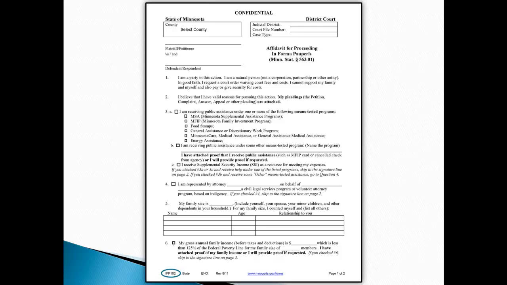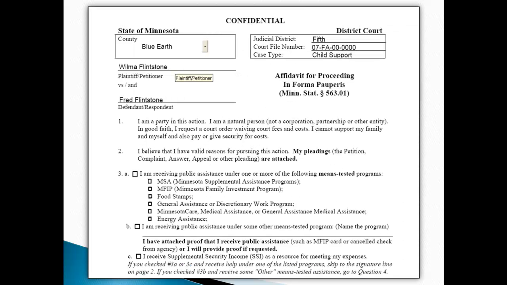We will first look at the affidavit for proceeding in forma pauperis. You should see IFP 102 on the bottom left-hand corner of the page. As with all of the other forms you have completed, fill out the caption of the form. This includes the county, judicial district, court file number, and party names.